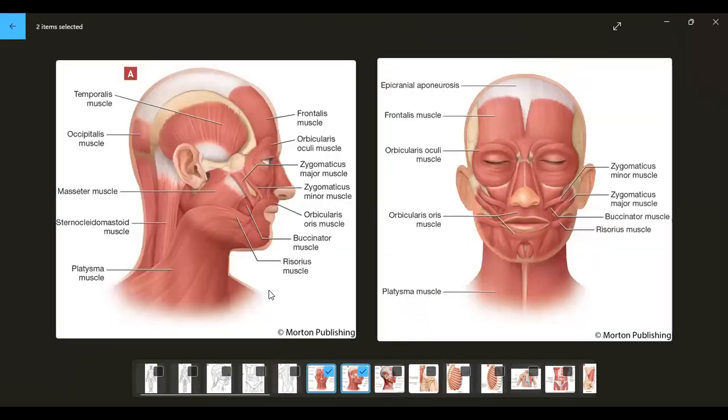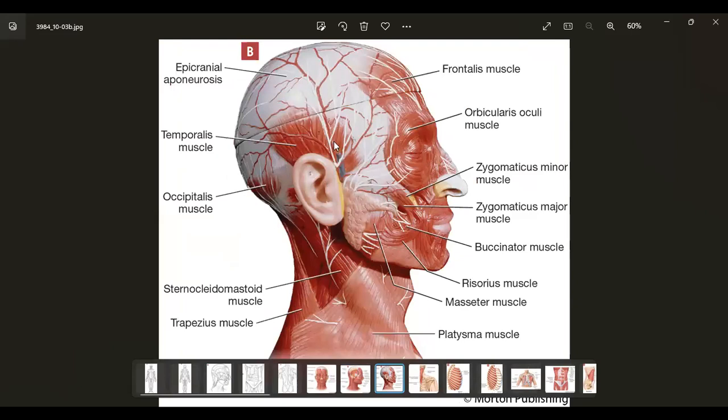Sternocleidomastoid muscle. This is one you want to know for your origin and insertion quiz. It has the ability to flex the head, so chin to chest action, but also it rotates the head to the opposite side of the muscle. So the one on the right will turn the head to the left and vice versa.